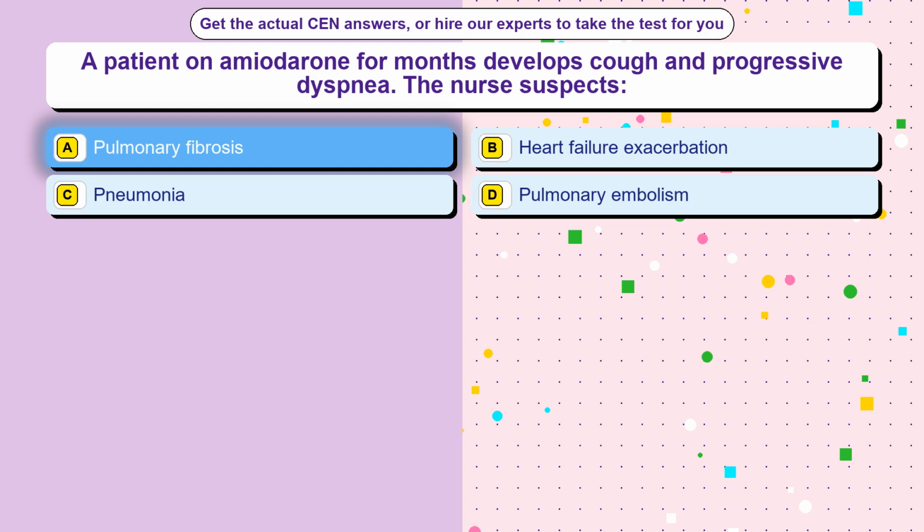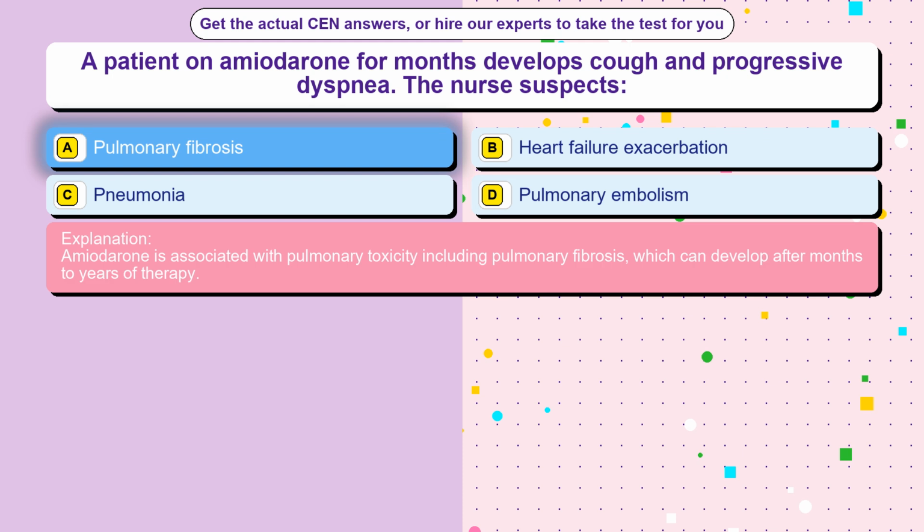The correct answer is option A. Pulmonary fibrosis. Amiodarone is associated with pulmonary toxicity including pulmonary fibrosis, which can develop after months to years of therapy.